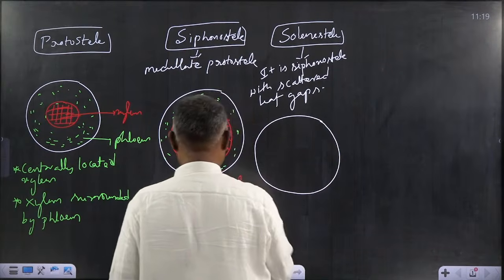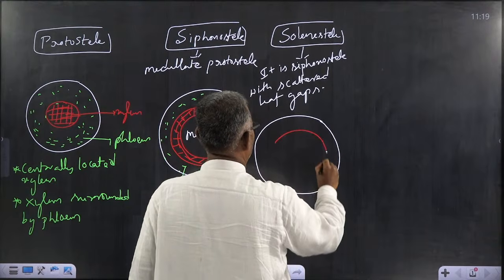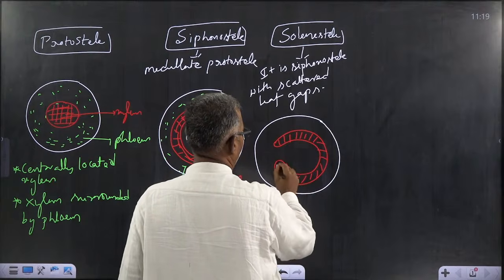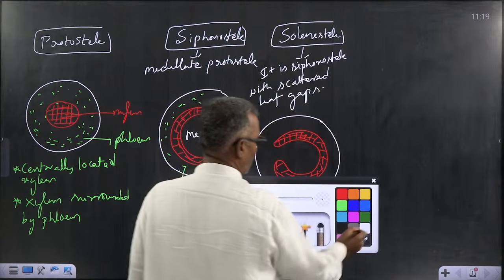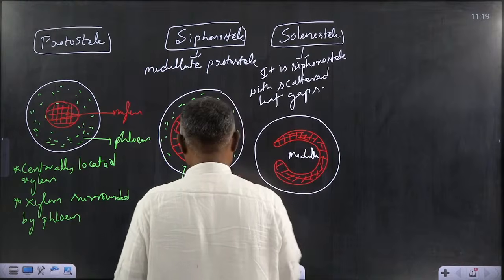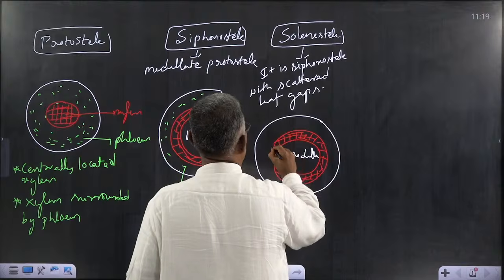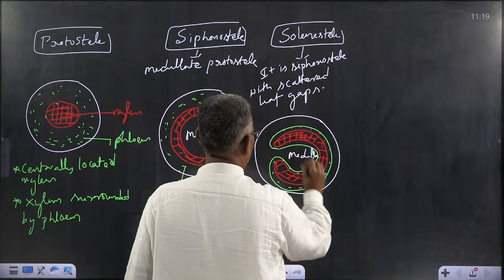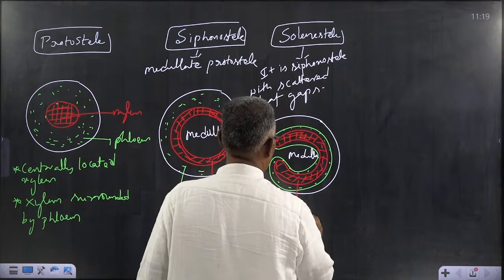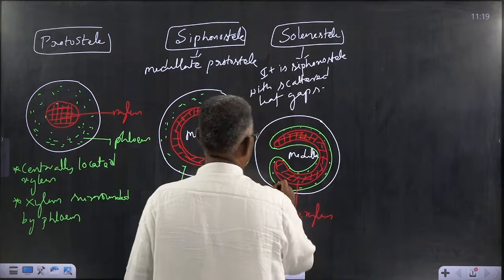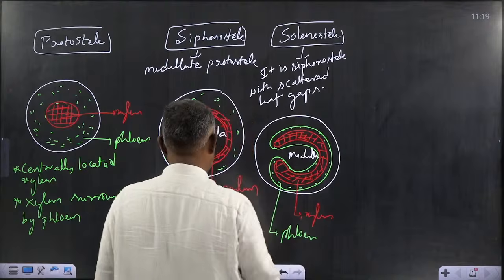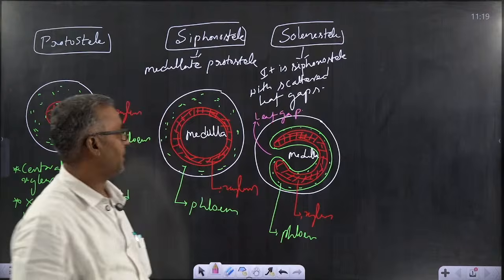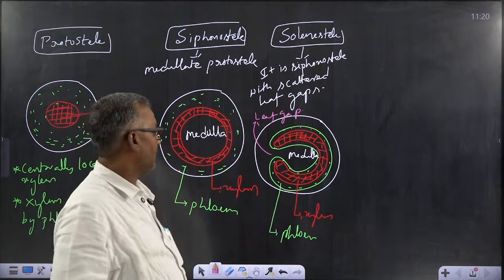Now look at here, this is the stele. Now this is xylem. Xylem, and here you can find medulla, and this xylem is surrounded by phloem. This is phloem. Got it? So this is xylem and this is phloem and this is medulla. Now this is called leaf gap. I think now you are able to understand what is the meaning of gap.